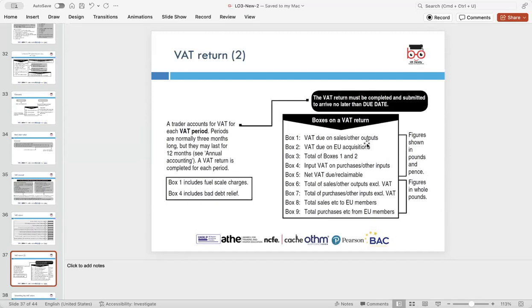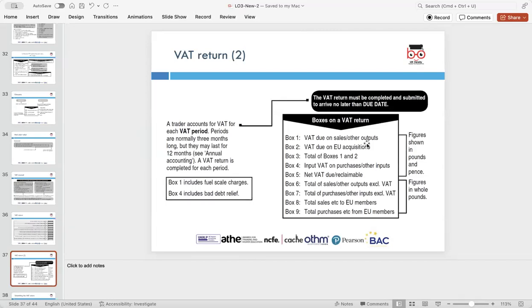Box 4, input VAT on purchases and other inputs, is reported here. Box 5 also includes any bad debt reliefs claimed by the traders. So box 4, then box 5, the net VAT due or reclaimable is calculated as the difference between the value in box 3 and box 4.